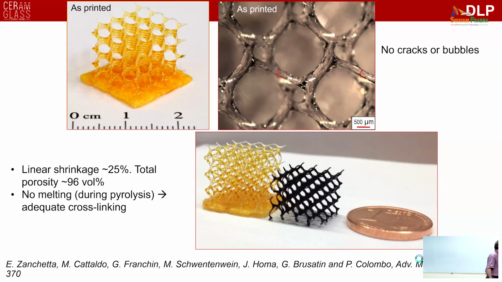And you can see what happens during the polymer to ceramic transformation. You have the shrinkage, which is isotropic. In our case, we had about 25% linear shrinkage. And one interesting point is that since we photocure the material, we didn't have any softening, any melting of the polymer during pyrolysis. So this was very good to obtain.